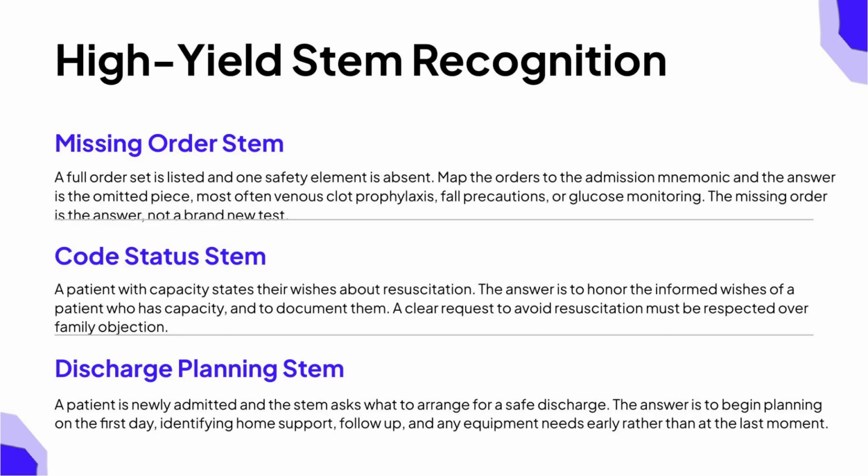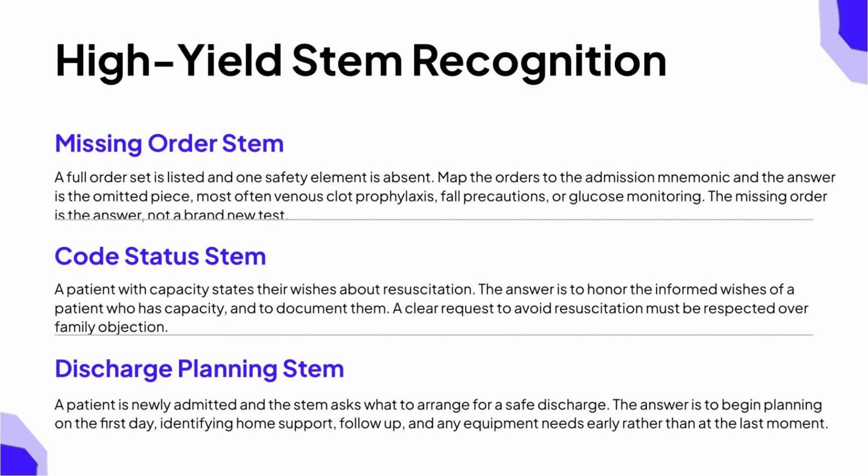Three patterns show up again and again. The first is the missing order stem, where a full order set is listed and one safety element is gone. Map the orders to the memory aid, and the answer is the omitted piece, most often clot prevention, fall precautions, or glucose monitoring.